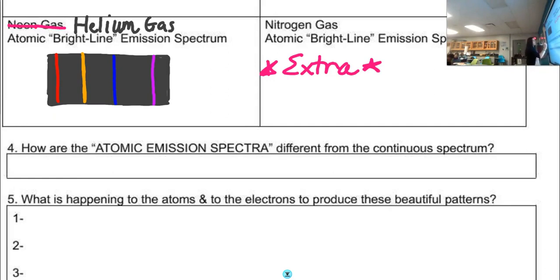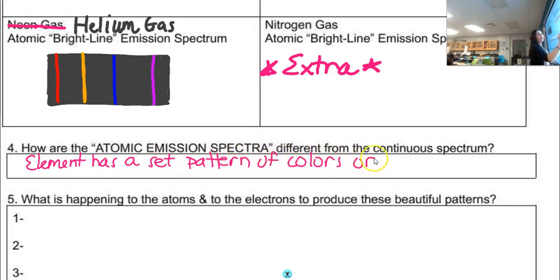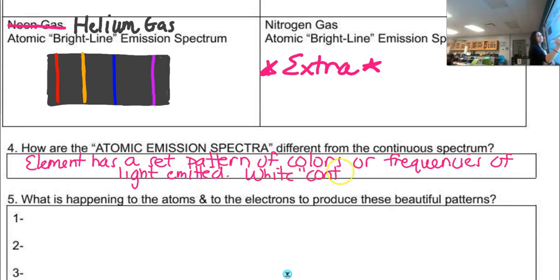So if an element has a set pattern of colors, or what we call frequencies of light emitted. Whereas in white light, you get all colors. White, continuous equals all colors. So that's how they're different from each other.